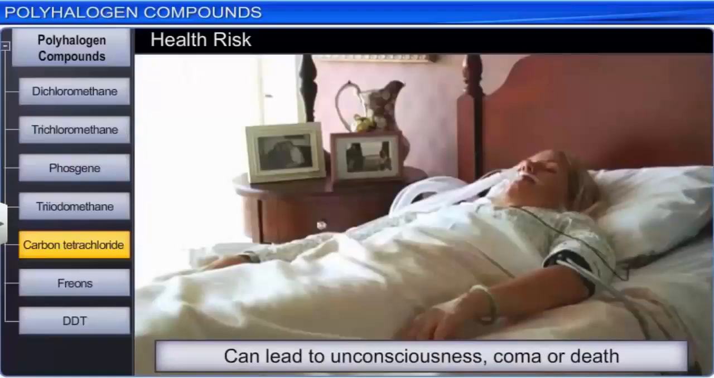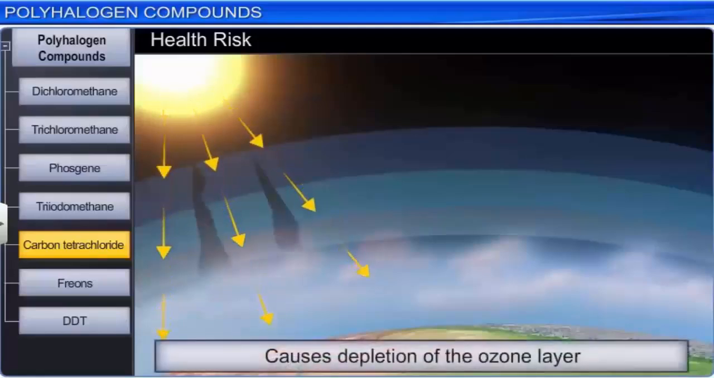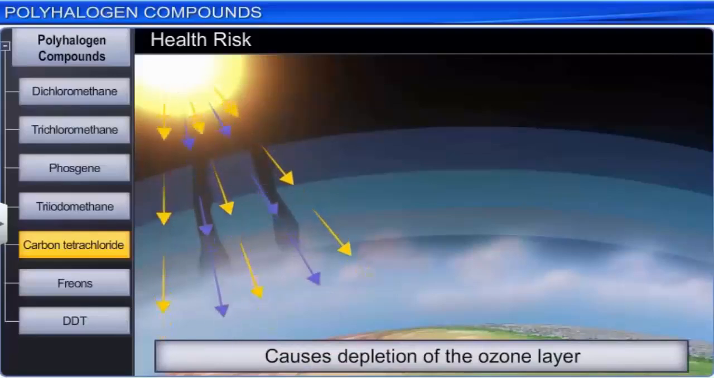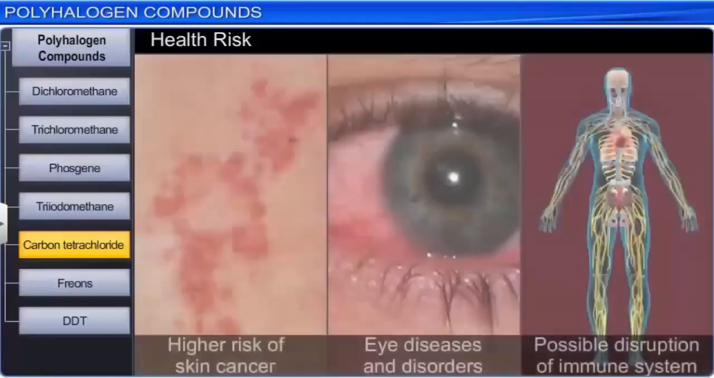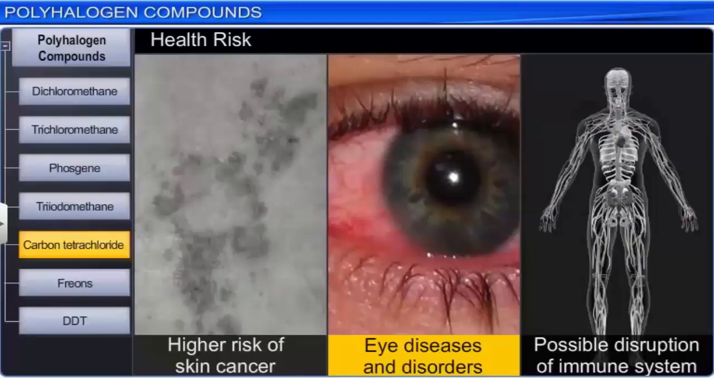Carbon tetrachloride has been linked to the depletion of the ozone layer. Depletion of the ozone layer increases our exposure to ultraviolet light, leading to a higher risk of skin cancer, eye diseases and disorders, and possible disruption of the immune system.